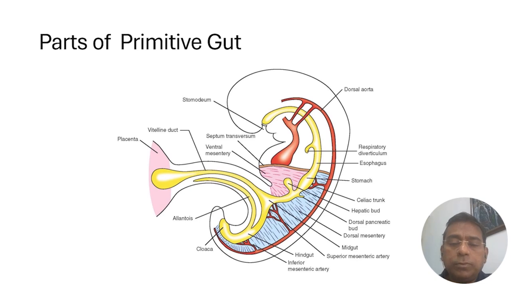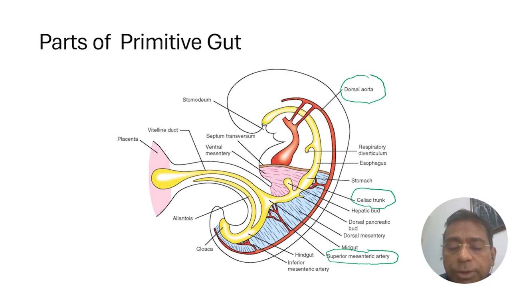Let us see the various parts of the primitive gut. This figure is representing the embryo in mid sagittal section. And we have seen that the primitive gut consists of foregut, midgut and hindgut. This classification is based on the arterial supply of the gut, which comes from the dorsal aorta. That's the dorsal aorta. The abdominal part of the foregut is supplied by the celiac trunk. I'll come back to this again about the blood supply of the foregut. The midgut is supplied by the superior mesenteric artery, and the hindgut is supplied by the inferior mesenteric artery. All these arteries are coming from the dorsal aorta.